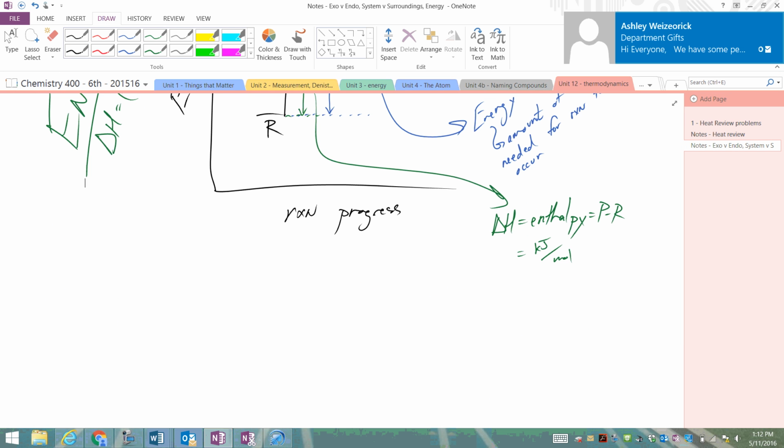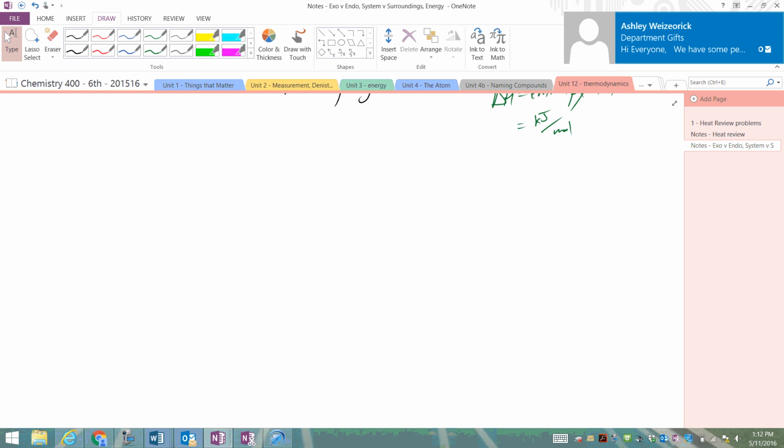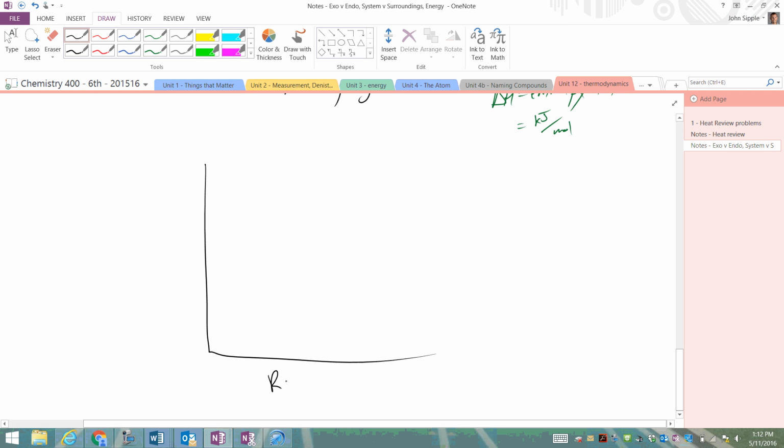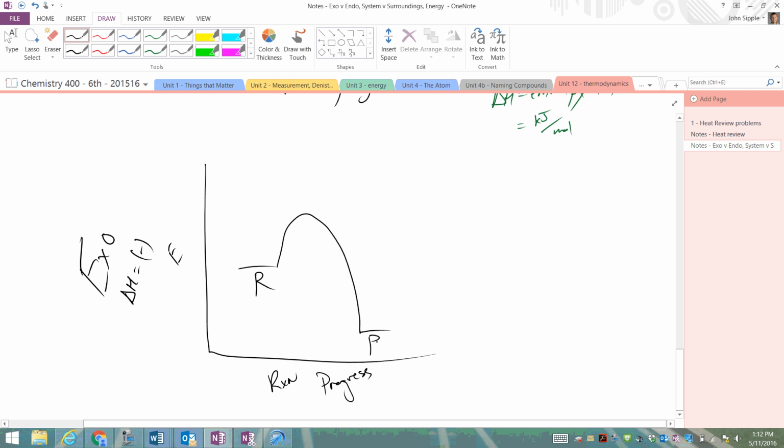Okay, let's draw one more. Let's draw the exothermic, where delta H is going to be negative, because the amount of reactants has less energy than the products. We'll still draw in the different pieces. The energy of activation is still from the reactants to the top of the hill. And the delta H, the enthalpy value, is still the difference between the reactants and the products.